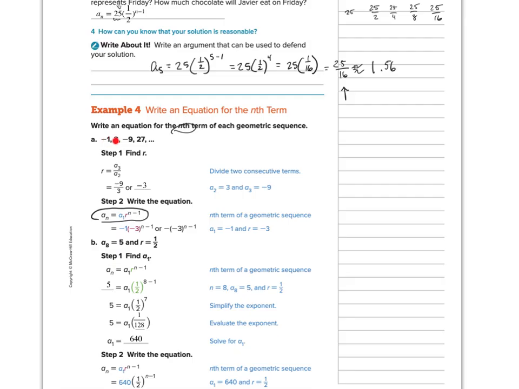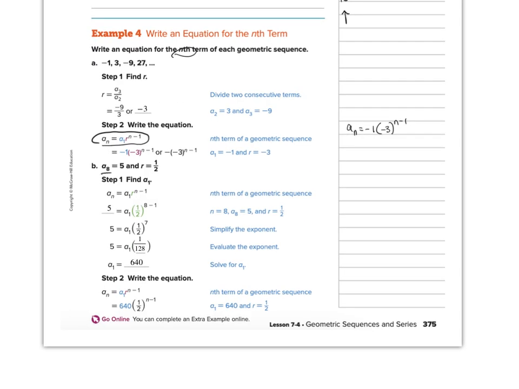Taking one number and dividing it by the previous number, or taking any one. So 3 divided by -1 is -3. -9 divided by 3 is -3. 27 divided by -9 is -3. So my ratio is going to be -3. So looking at that, it should look something like a_n is going to be equal to -1 times my r, which is -3, raised to the n minus 1. There we go. We don't have to identify what A1 is because it's in the formula.